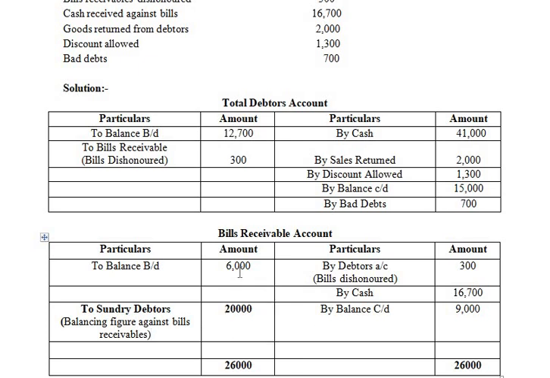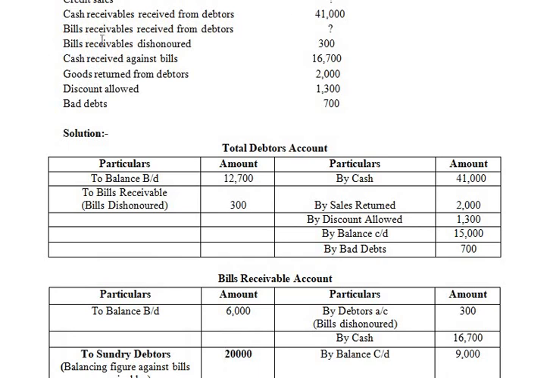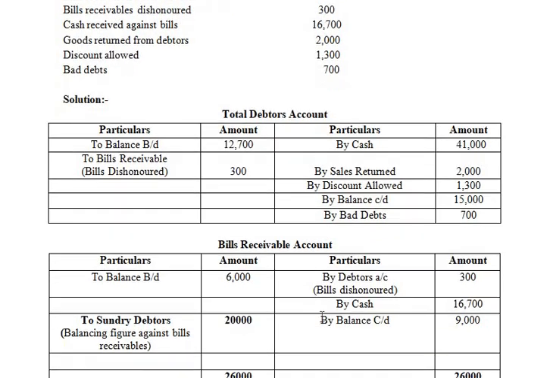I hope you have understood this. So where will you take this particular amount? We have written here the balance 26,000, and the closing balance is 6,000. The balancing figure is 20,000, that is 26,000 minus 6,000. So this is to sundry debtors, the balancing figure against bills. Here we need to find out bills receivable received from debtors, which we have now found out: the amount received against bills receivable.